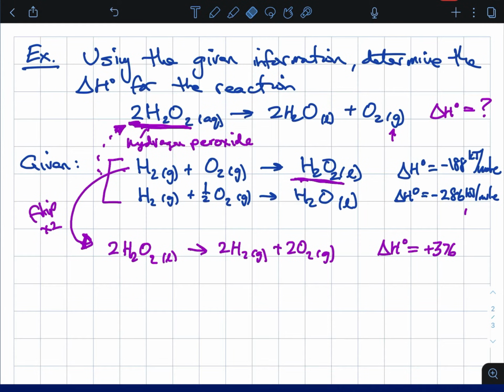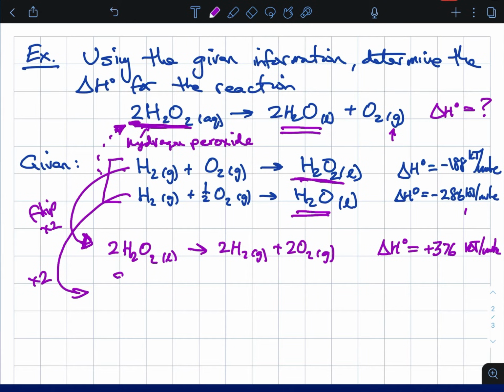And that's going to be kilojoules per mole. If I mess up the math here, just roll with it. Okay. So now, on this second reaction, you've got water here, and you have water in the products. So it's a product in both cases, so that's good, but it needs a 2 in front of it. So we're going to multiply this reaction by 2.